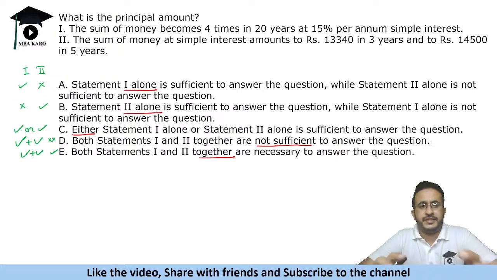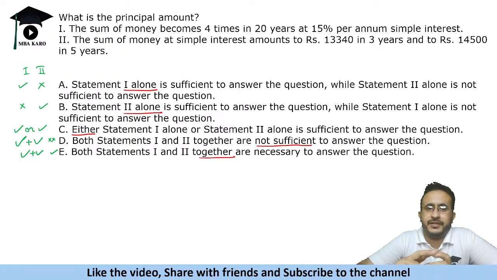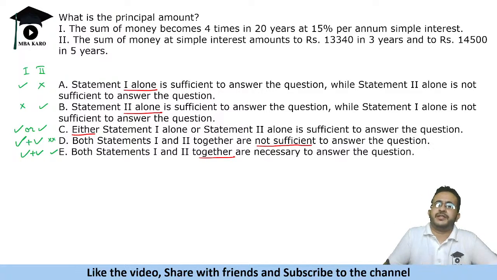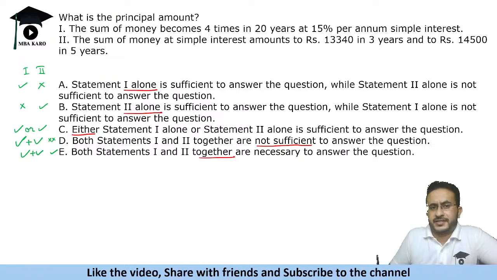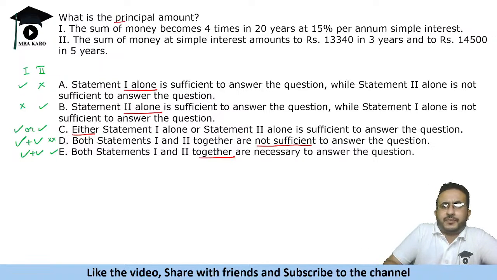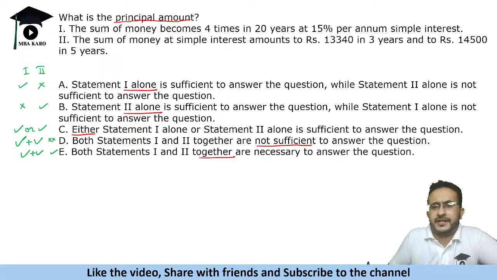Okay, so let us see this question. It says the sum of money becomes 4 times in 20 years at 15% per annum simple interest. Okay, we have to find the principal amount. Now we are given 4 times in 20 years at 15%. Okay, so can we answer from this? See, we are saying that it becomes 4 times in 20 years.